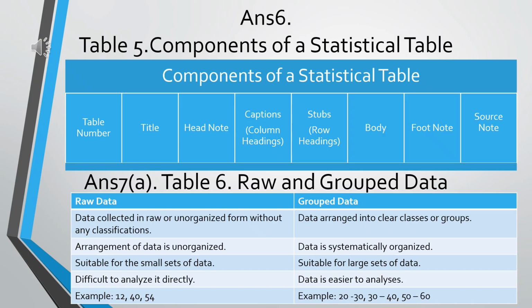Next one is suitability. Raw data is suitable only for small sets of data, while group data is suitable for large data sets. The next one: for raw data, it is difficult to analyze directly, while for group data, it is easier to analyze. The examples of raw data can be 12, 40, 54, so all independent numbers which are not grouped. Now for group data, we classify it like 20 to 30, 30 to 40, 50 to 60. So if we classify the data this way, it is called classified or grouped data.